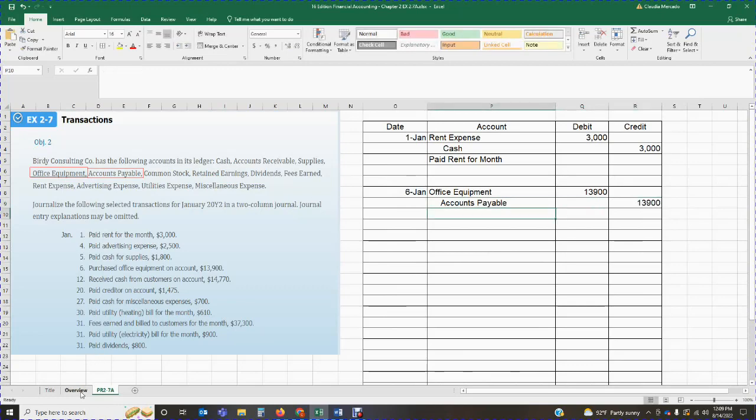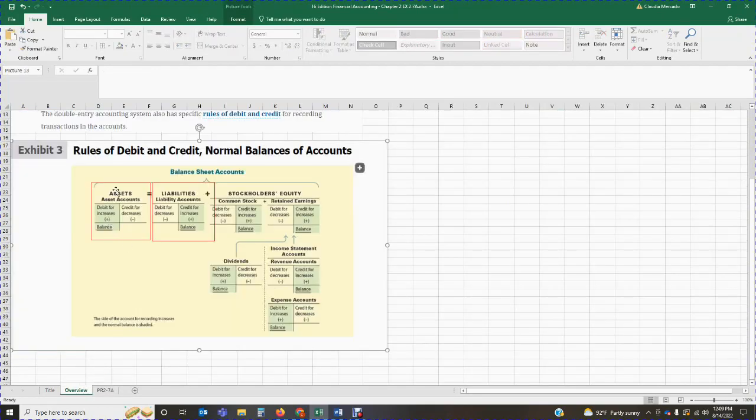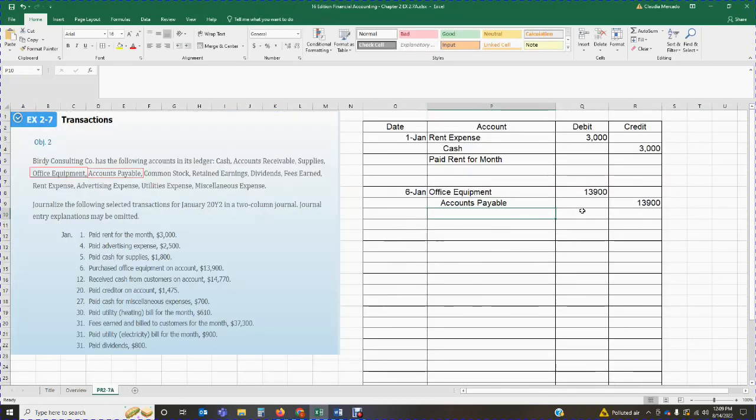So, just to be clear, both of the accounts increased. Assets increased, liabilities increased. Assets increased with a debit, liabilities increased with a credit. And our accounting equation is in balance. We have one debit and one credit. We're in balance. Just remember that for every transaction, your accounting equation needs to be in balance. Debits must equal credits. Okay. So what happened here? We purchased office equipment on account. So that happened on the 6th.